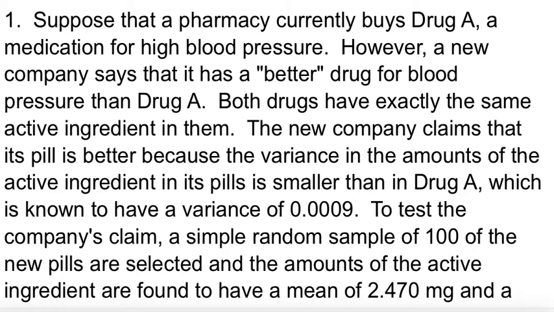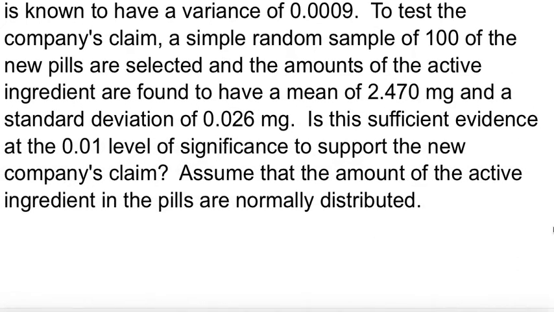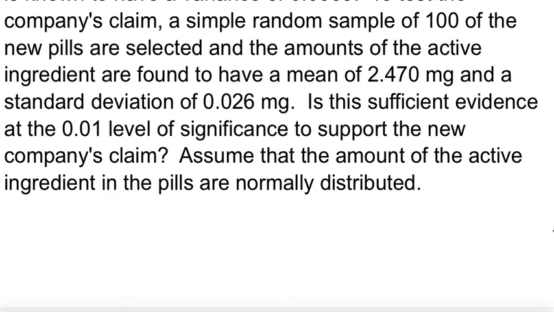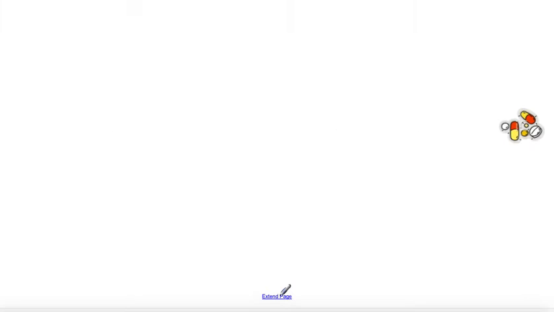Drug A is known to have a variance of 0.0009. We want to test the company's claim. So there's a simple random sample of 100 new pills, and we measure the amount of active ingredient. We have a mean and a standard deviation. We actually don't care about the mean. That's not what we're measuring. Standard deviation is 0.026 milligrams. So we want to know, is this sufficient evidence at the 0.01 level of significance to support the company's claim? And we're assuming normal distribution. So let's walk through a hypothesis test on this. I need more space to write.